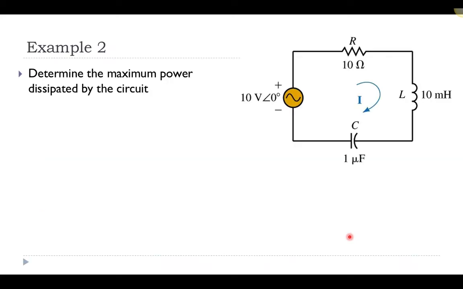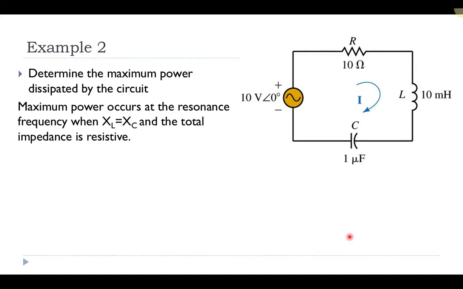In this final presentation on series resonance, we look at some examples that include looking at the bandwidth and the half-power frequencies. So here we have a circuit with a resistor, capacitor, and inductor connected to a voltage supply, and we want to determine the maximum power that's dissipated by the circuit.